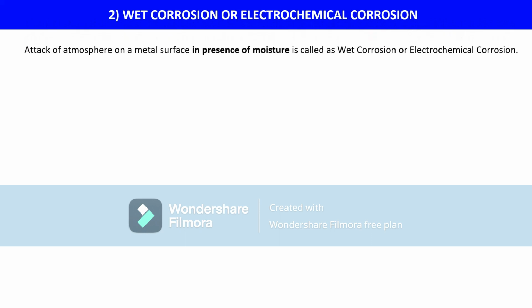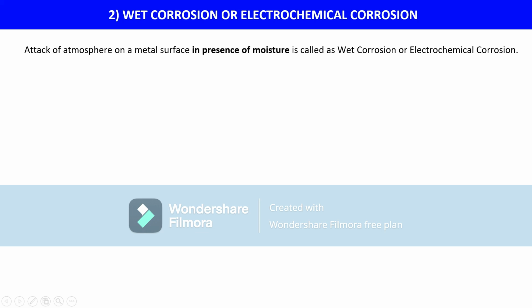Attack of the atmosphere on a metal surface in the presence of moisture is called wet corrosion. Attack of the atmosphere on a metal surface in the absence of moisture is known as dry corrosion. We have seen that in the previous class. But now, attack of the atmosphere on the metal surface in the presence of moisture is called wet corrosion.